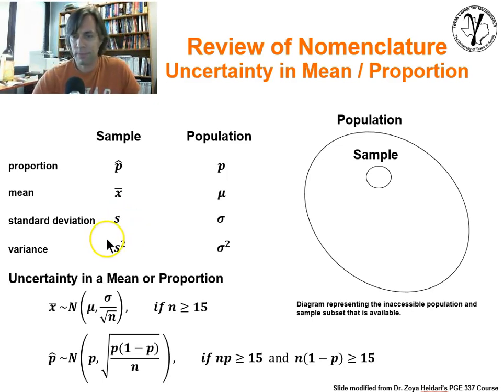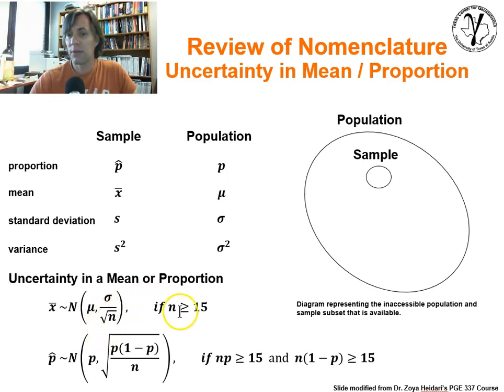And so the uncertainty in a mean or a proportion, the sample mean will be distributed with a Gaussian distribution, N for normal, with a mean equal to the population mean and a standard deviation equal to the population standard deviation divided by the square root of the number of samples.